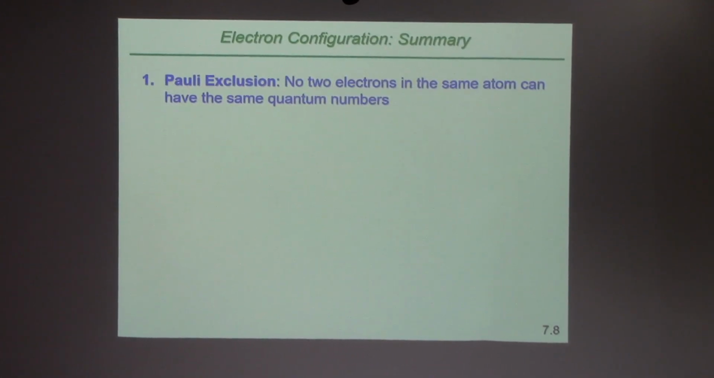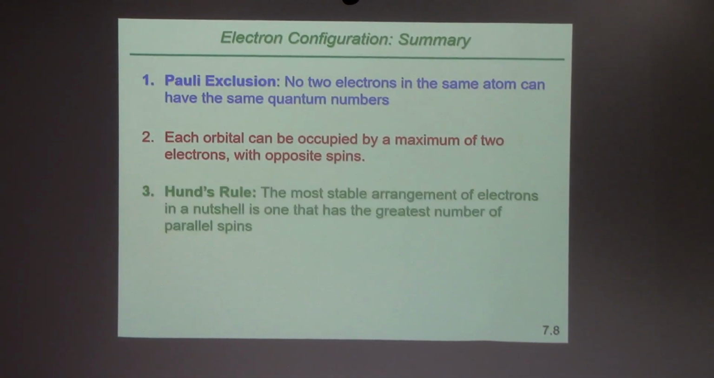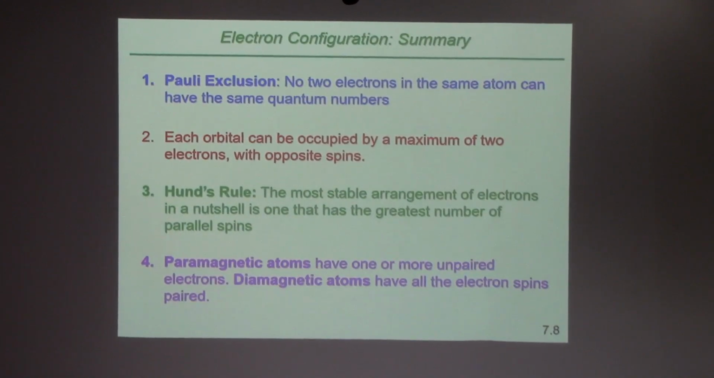Here is a summary of the electron configuration. 1. Pauli exclusion: no two electrons in the same atom can have the same four quantum numbers. 2. Each orbital can be occupied by a maximum of 2 electrons with opposite spins. 3. Hund's rule: the most stable arrangement of electrons is one that has the greatest number of parallel spins. 4. Paramagnetic atoms have one or more unpaired electrons. Diamagnetic atoms have all the electron spins paired.